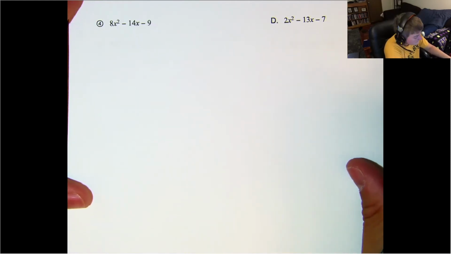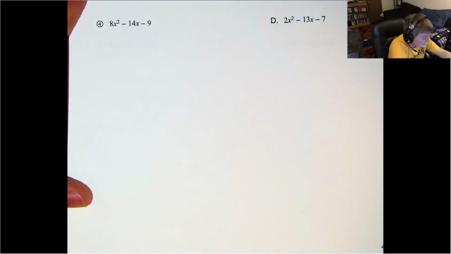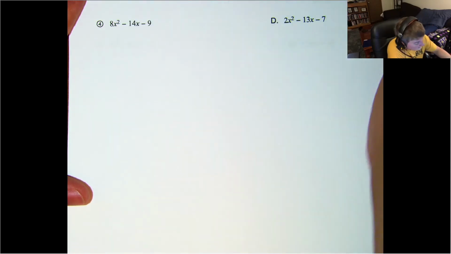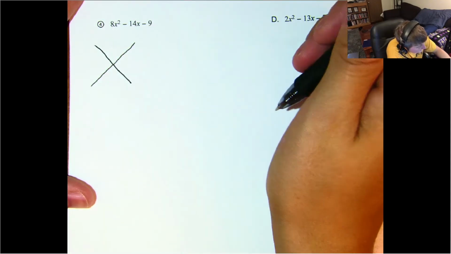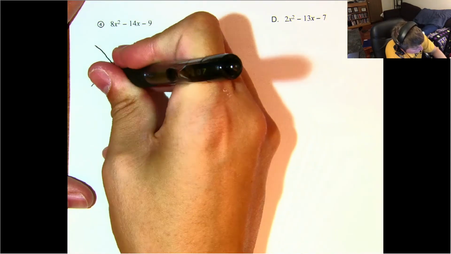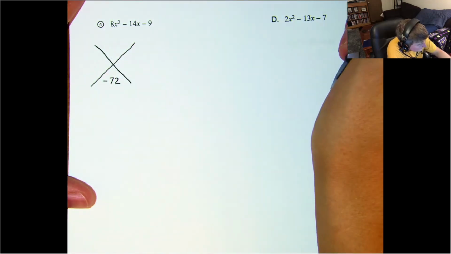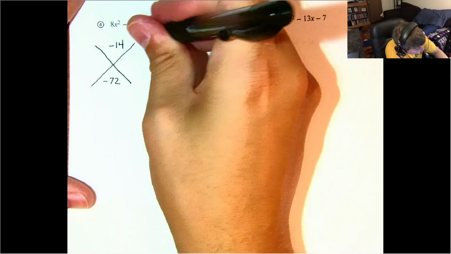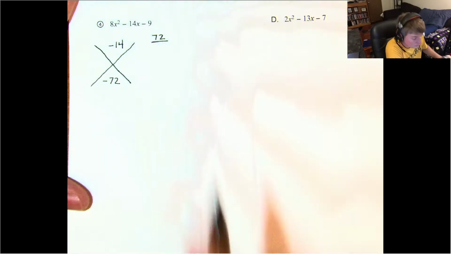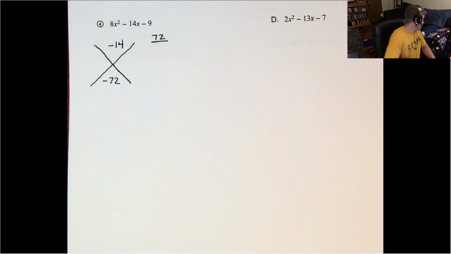Number 4. Okay, kind of same process, right? Greatest common factor, 8, 14, and 9. None, right? Because a 2 would divide out of each of these, but it doesn't divide evenly out of 9. So I'm going to set up my x, which is going to be negative 72. And then this will be negative 14. Okay, so this seems like this is going to be a little bit trickier of one.